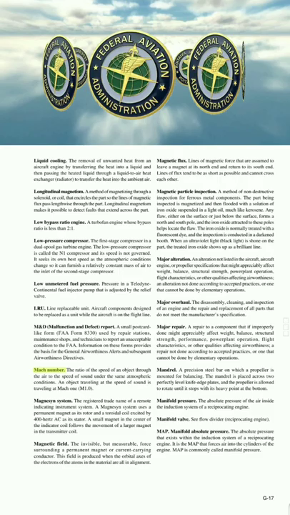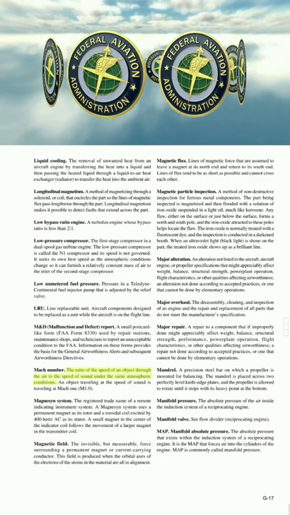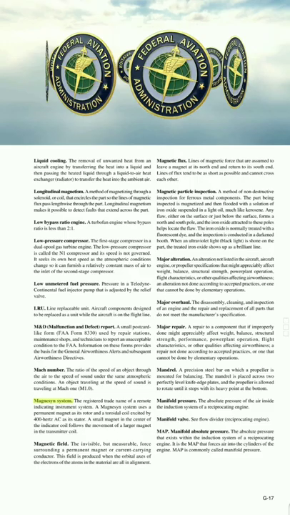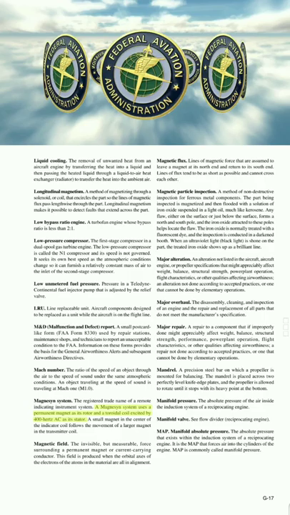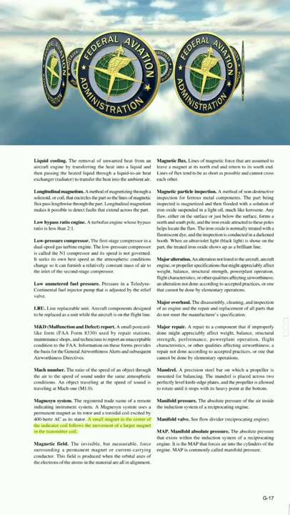Mach number. The ratio of the speed of an object through the air to the speed of sound under the same atmospheric conditions. An object traveling at the speed of sound is traveling at Mach 1, M 1.0. Magnesyn system. The registered trade name of a remote indicating instrument system. A Magnesyn system uses a permanent magnet as its rotor and a toroidal coil excited by 400 Hz AC as its stator. A small magnet in the center of the indicator coil follows the movement of a larger magnet in the transmitter coil.